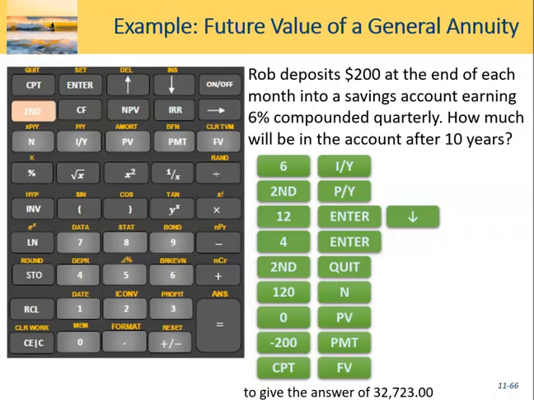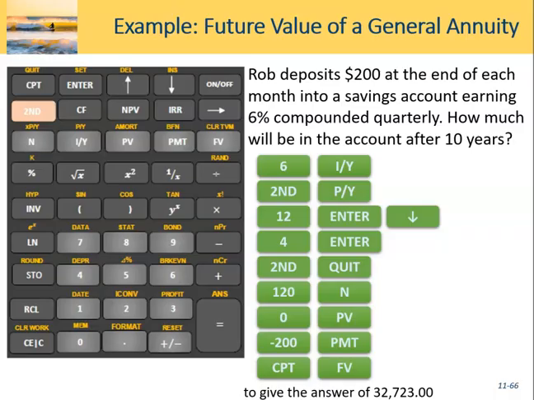Maybe you're saving for retirement. Maybe you're saving for the down payment of a house. Maybe you're saving for a car. But you're putting it into some kind of savings that's earning 6% compounded quarterly. How much will be in the account after 10 years? So that is what we're trying to figure out.